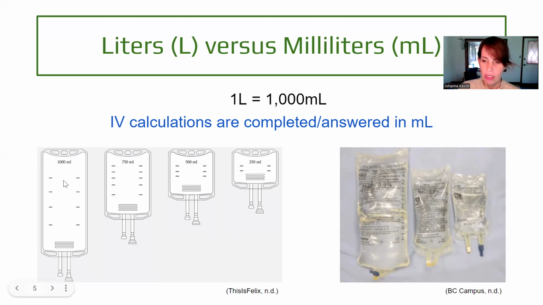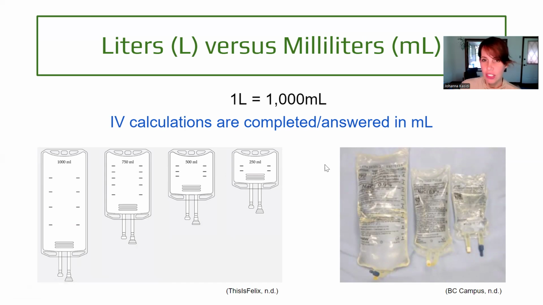So you can see the big one here is 1 liter, but it's really 1,000 milliliters. And then you have 750, 500, 250. There's 50, there's 10, there's smaller bags of milliliters. And they're always milliliters, but you will get orders for like, give 2 liters of normal saline.